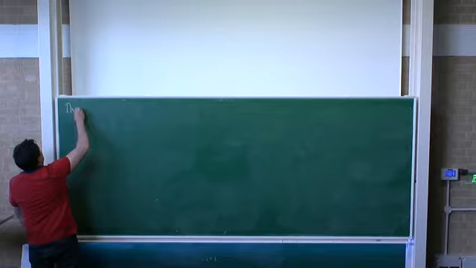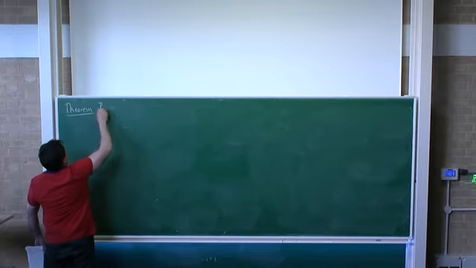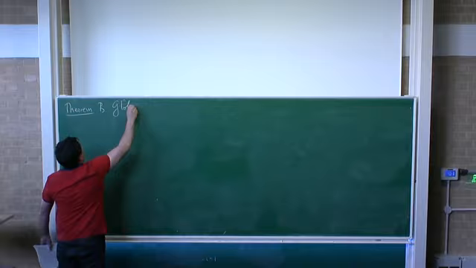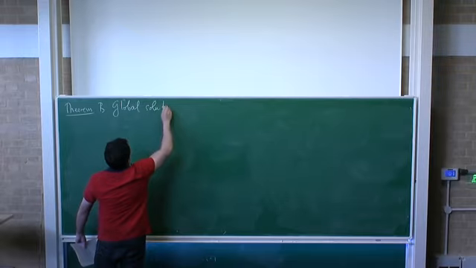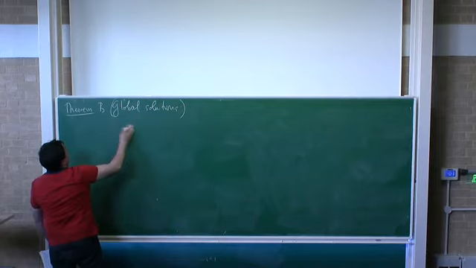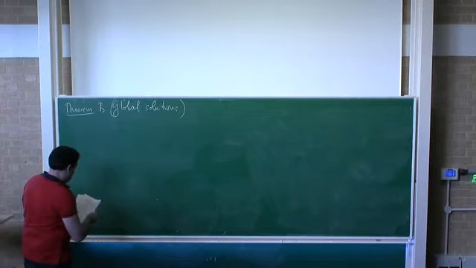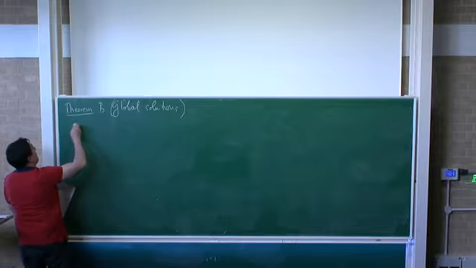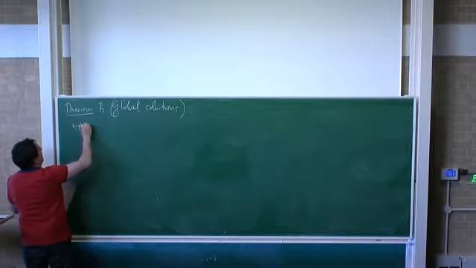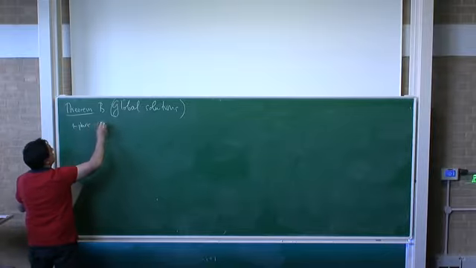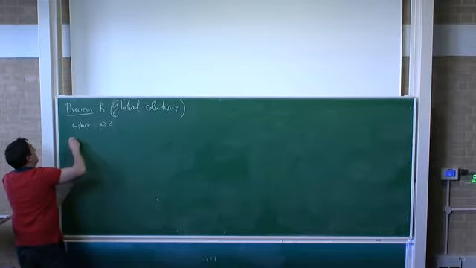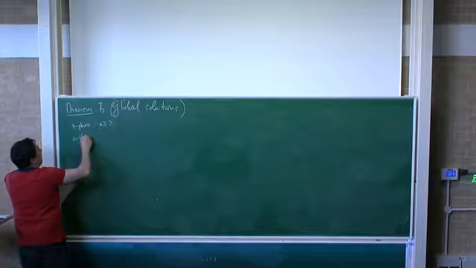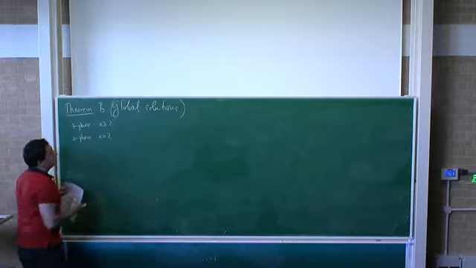I'll say theorem B is about global solutions. For global solutions, again I'm going to consider two cases. So one phase case, in which your n is arbitrary, and then in two-phase case, I'm going to assume that n is 2.